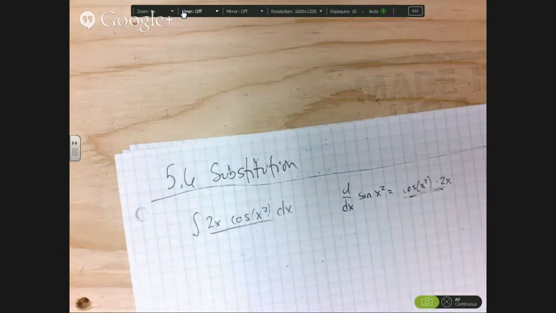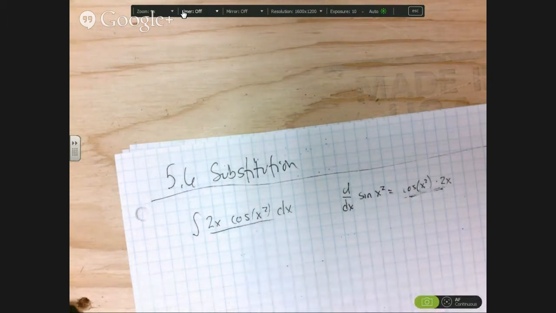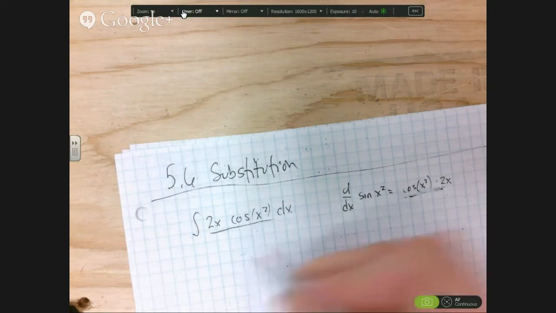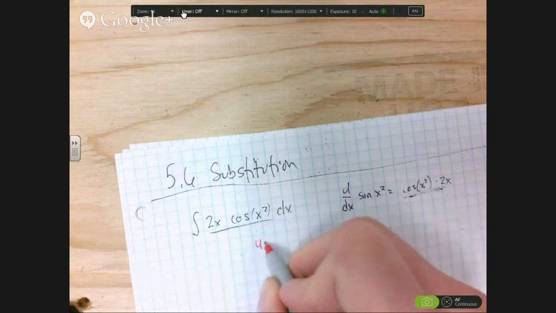Okay, the question is, how do we determine it? All right, it's called substitution. And the formal theorem is in your book. I know that it really confused me when I was in high school, so I'm going to give you the conceptual version, I guess I would say, on this problem. Basically, because we cannot take the integral of cosine x squared without substitution, I'm going to do what's called substitution. I'm going to set u equal to x squared.